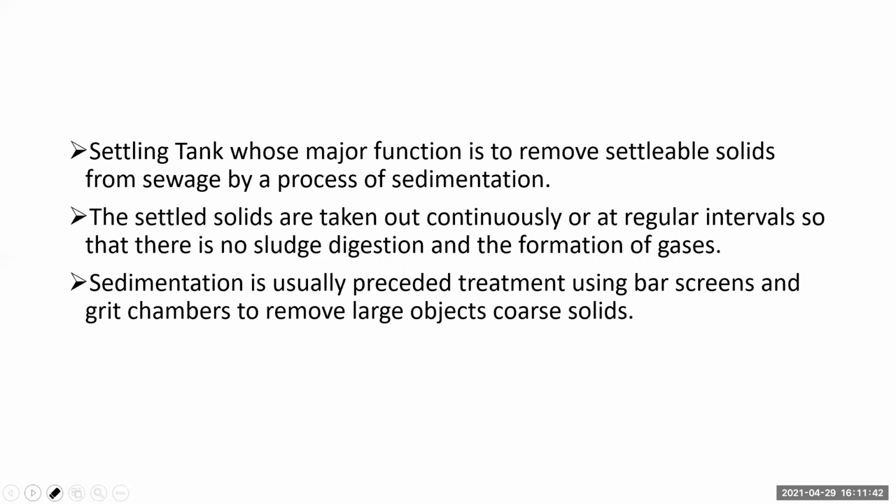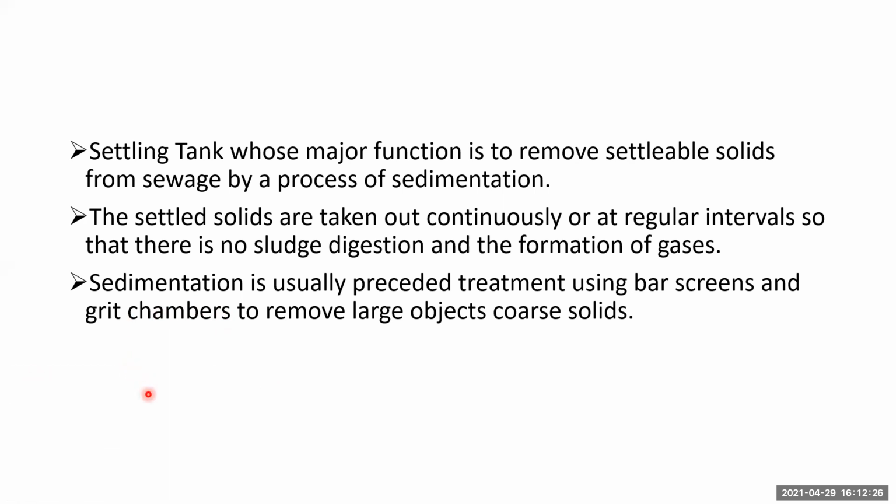Sedimentation is usually preceded by treatment using bar screens and grit chamber to remove large objects, coarse solids, etc. The first thing which we studied is preliminary treatment. That means the sewage is first passed through bar screens, then through grit chambers to remove large objects and coarse solids, and then the sewage goes to the sedimentation tank where the solids settle, liquid effluent is removed from the top, and the solids which settle at the bottom are removed. So a plain sedimentation tank is just meant for removing the solids from the liquid. Okay, so that is all about preliminary and primary sewage treatment.